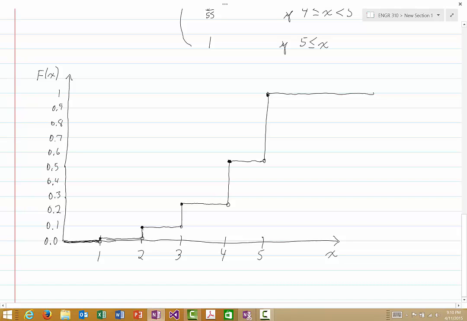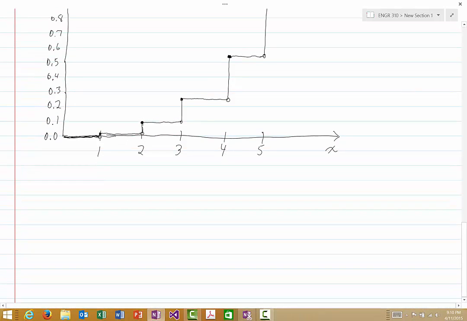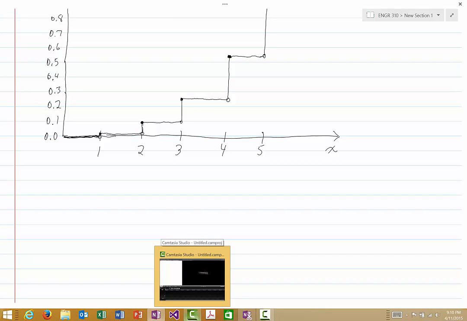So those three facts are true for the distribution function always, whether your random variable is continuous or discrete. Once again, capital F of negative infinity is always 0, capital F of positive infinity is always 1, and capital F is always non-decreasing as you move from left to right. So that introduces us to discrete random variables, and now let's do a similar problem with a continuous random variable.